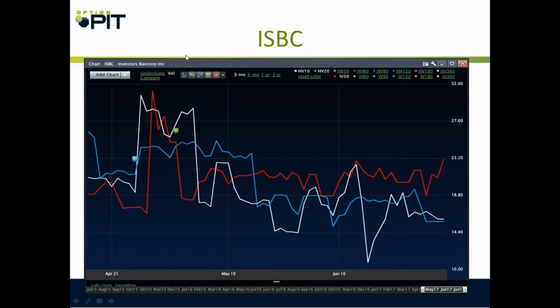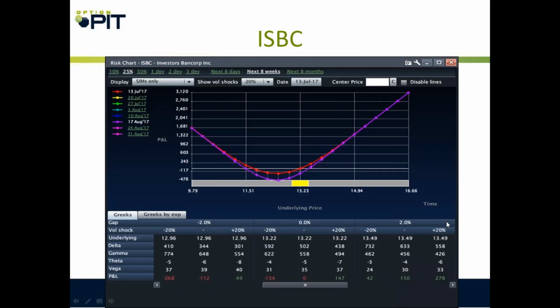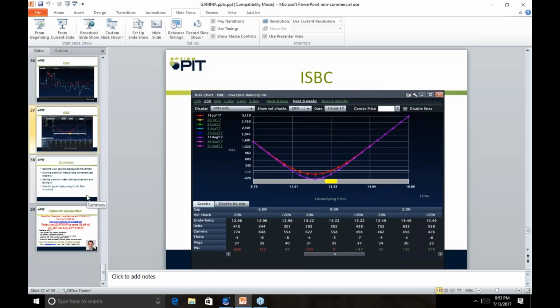This is not one I know really. Investors Bancorp. So you see IV pretty low, HV10, HV20, and we ended up with a 12.5 straddle that looked kind of favorable to us. These are both actually, if you go in LiveVol, you can actually see the scans that we do.